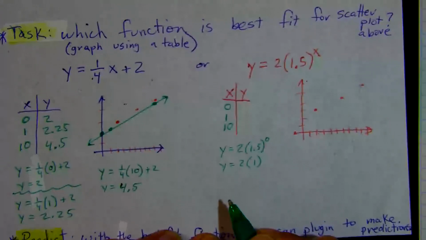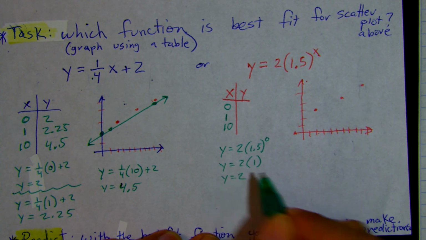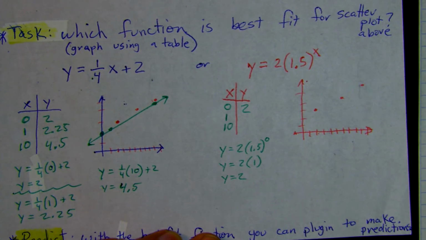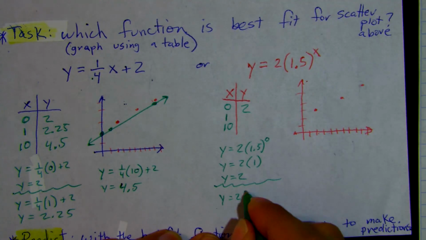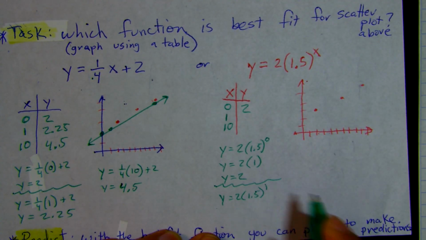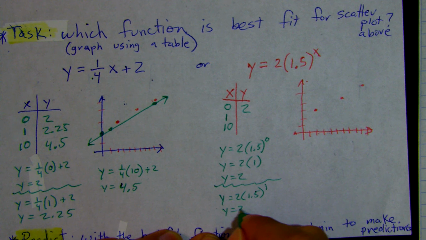Y is equal to 2 times 1.5 to the first power. Anything to the first power is itself. Okay. And then we have 2 times 1.5, we're going to get 3. All right. Just working through it. This is going to be a big number, actually. 10 might not work for this. It's going to be way up there, but let's do it anyway.